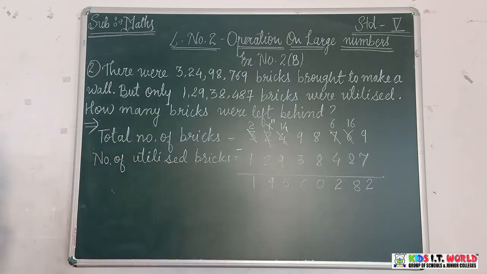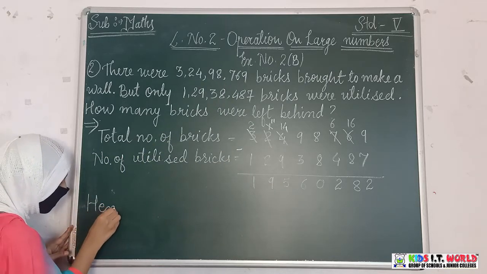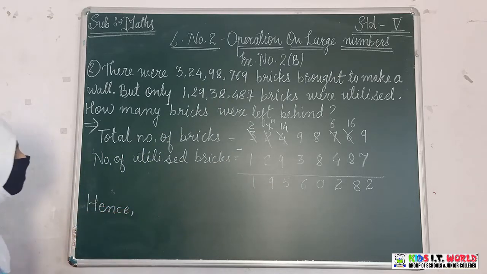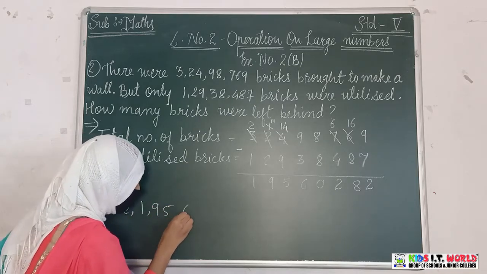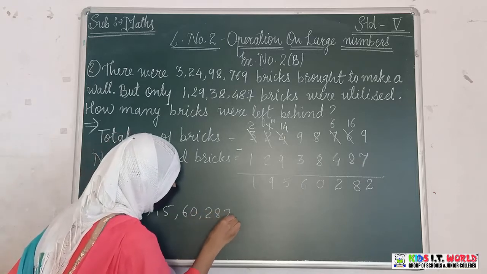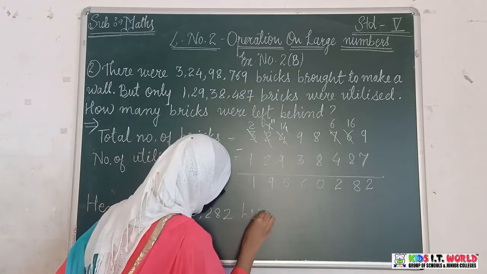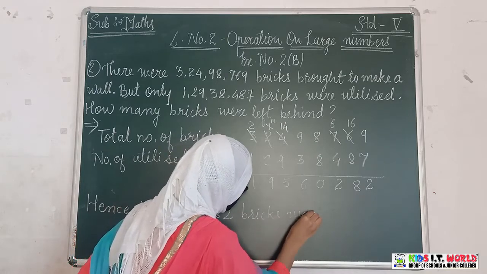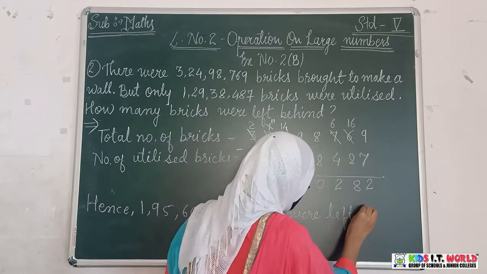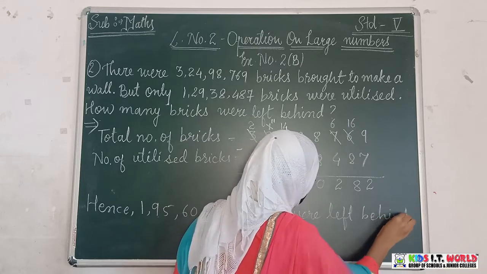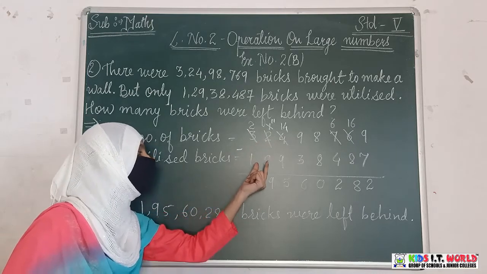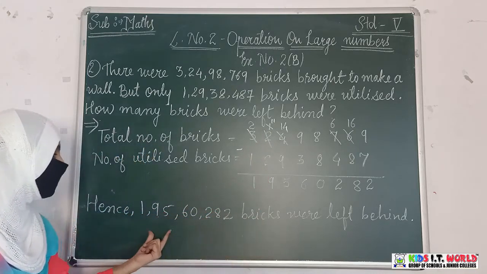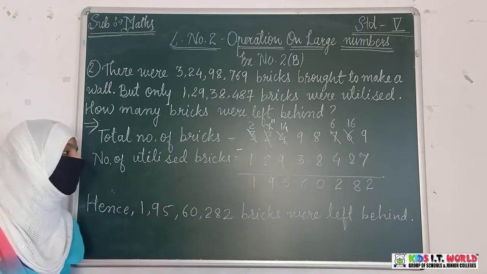Now, in the full form or in the word form, you have to write the answer. So, it is hence 1,95,60,282 bricks were left behind. So here we got the answer. Total number of bricks, utilized bricks, and the bricks left behind after utilizing the bricks.